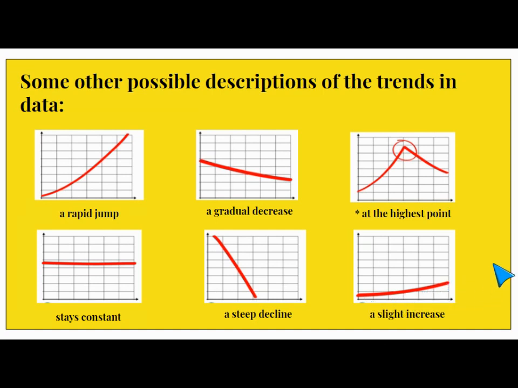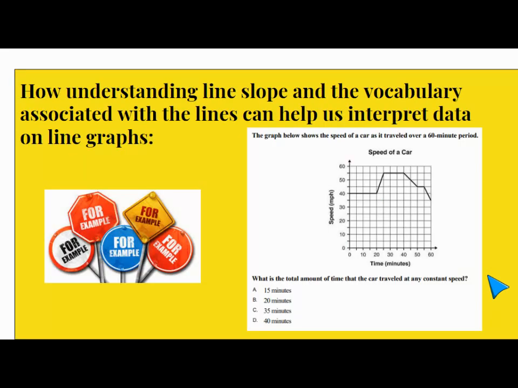So take a look at what you have and see if it works for the descriptors I've given you as possibilities. All right, now we're going to use some authentic test questions to see how understanding line slope and the vocabulary associated with the lines can help us interpret the data on the graphs. So here we have a graph that shows the speed of a car as it traveled over a 60-minute period, 0 minutes to 60 minutes on the x-axis, 0 miles per hour to 60 miles per hour on the y-axis. The question is, what is the total amount of time that the car traveled at any constant speed?